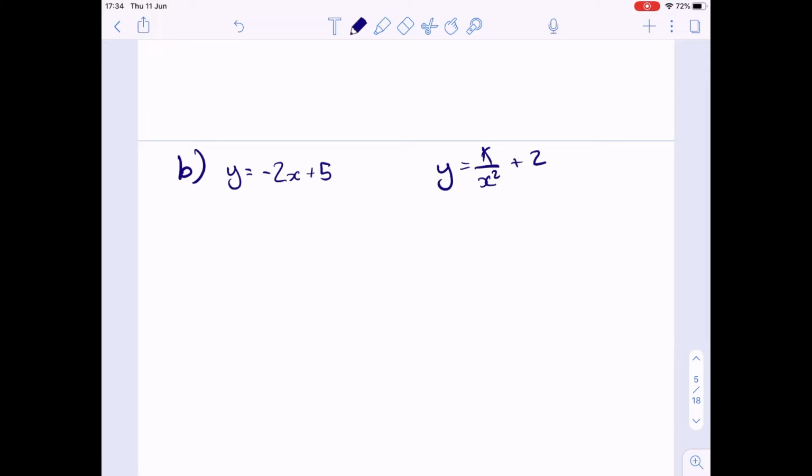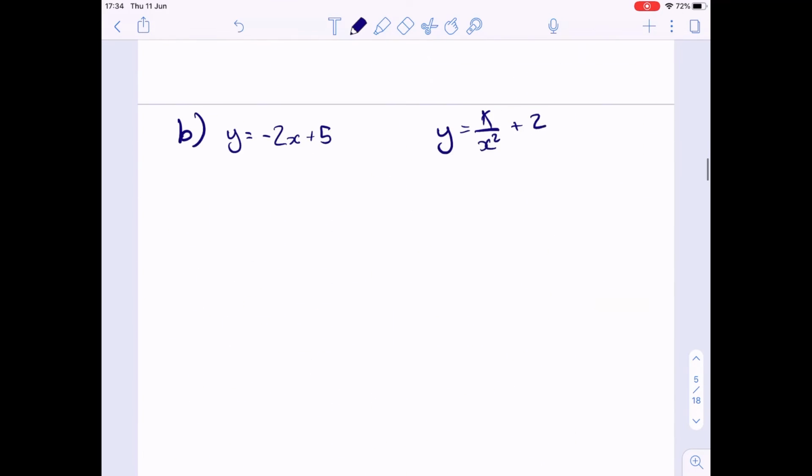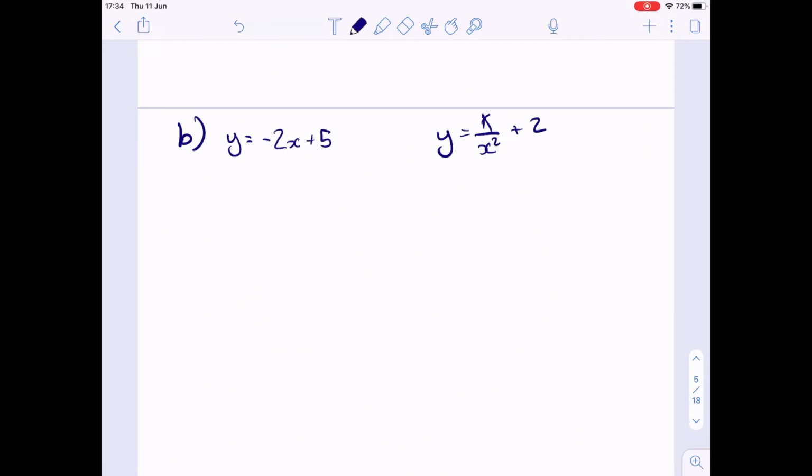Okay, so if we're looking at where these graphs intercept, we can start equating them to each other. They both equal y, so I can replace the y over here with this equation. So I could say minus 2x plus 5 equals k over x squared plus 2. And again, multiplying through by the denominator, I would end up with minus 2x cubed plus 5x squared. It's going to equal k plus 2x squared.